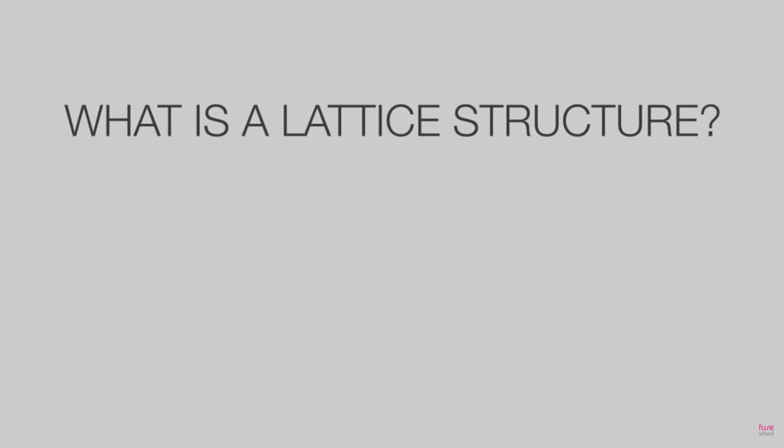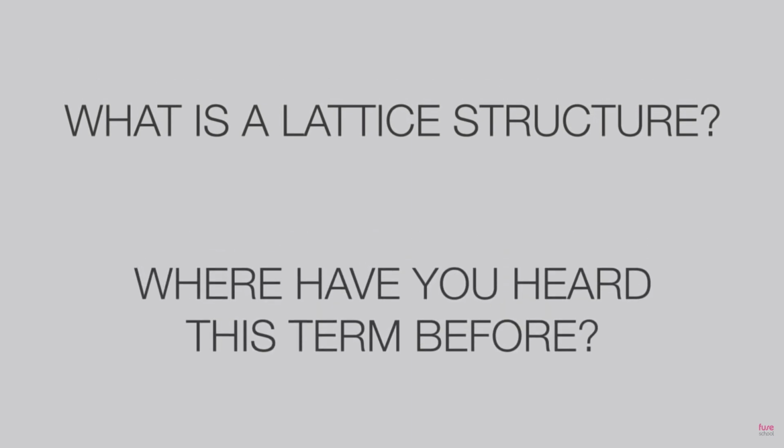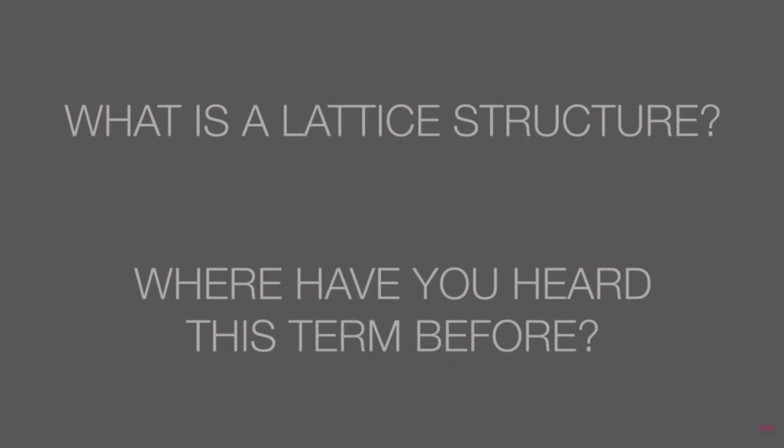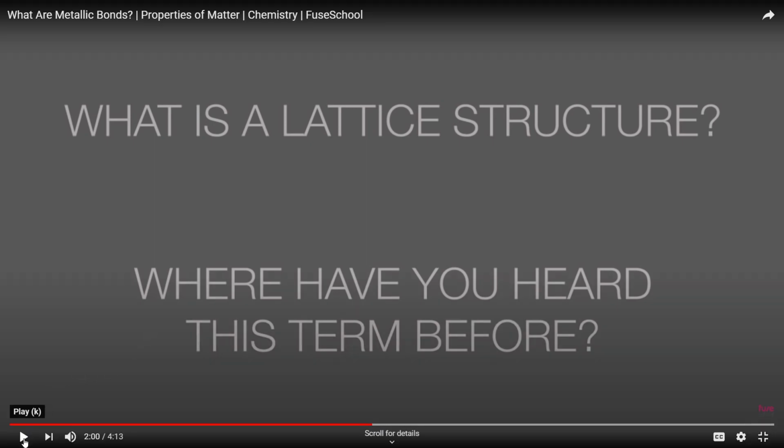What is a lattice structure, and where have you heard this term before? Let's pause the lesson to think about this and resume when you are done. So we didn't actually do this in detail, but a lattice is a regular arrangement. That's all you need to know about it. It's a regular arrangement of something. In this case, it's a regular arrangement of metal ions in metallic bonding.